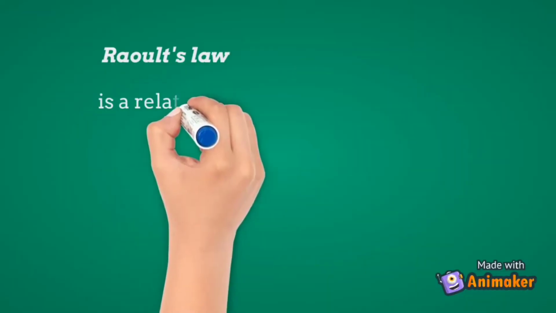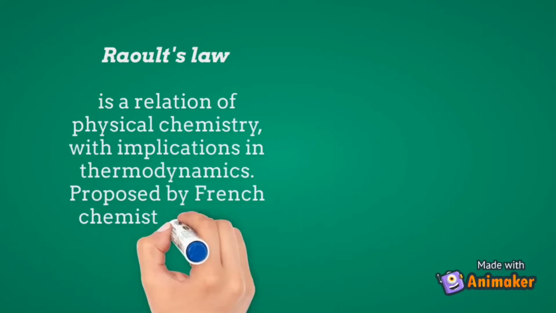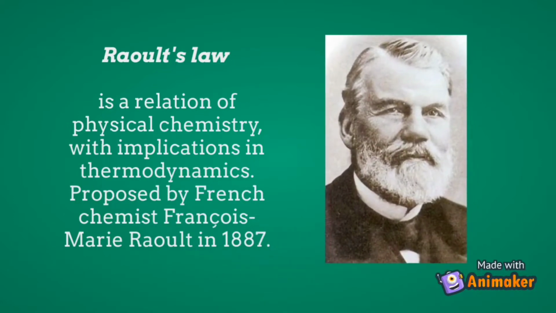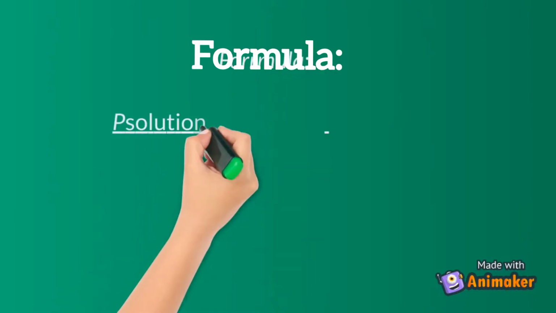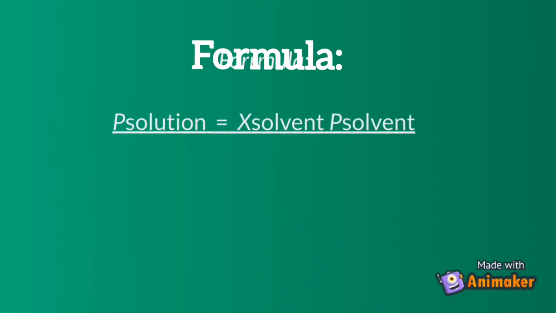Before we go to our problem, definition muna tayo. Raoult's law says there is a relation of physical chemistry with implications in thermodynamics proposed by a French chemist, François-Marie Raoult in 1887. We also have here our formula. P solution is equal to X solvent times P solvent. Ano nga ba ibig sabihin nito?